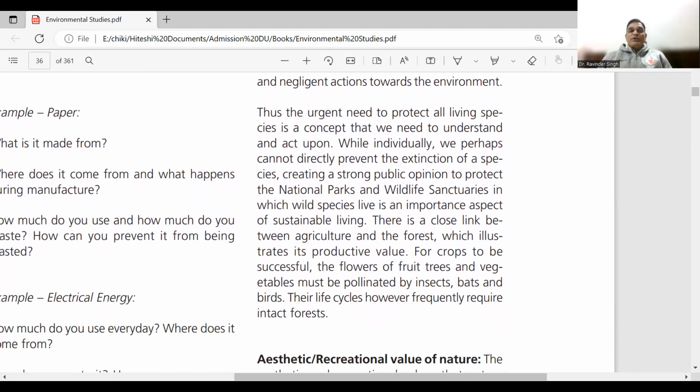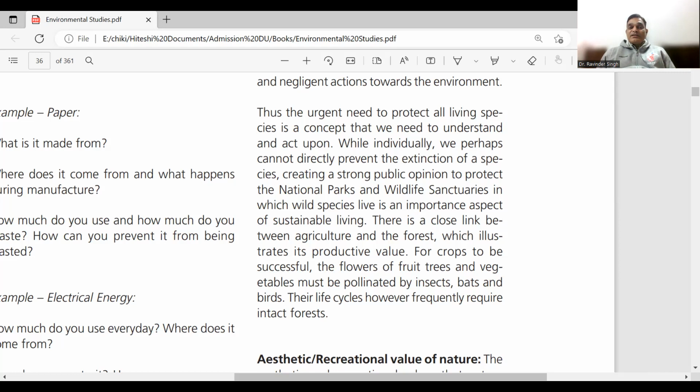While individually we perhaps cannot directly prevent the extinction of a species, creating a strong public opinion to protect the national parks and wildlife sanctuaries in which wild species live is an important aspect of sustainable living. There is a close link between agriculture and the forest, which illustrates its productive value. For crops to be successful, the flowers of fruit trees and vegetables must be pollinated by insects, bats, and birds.